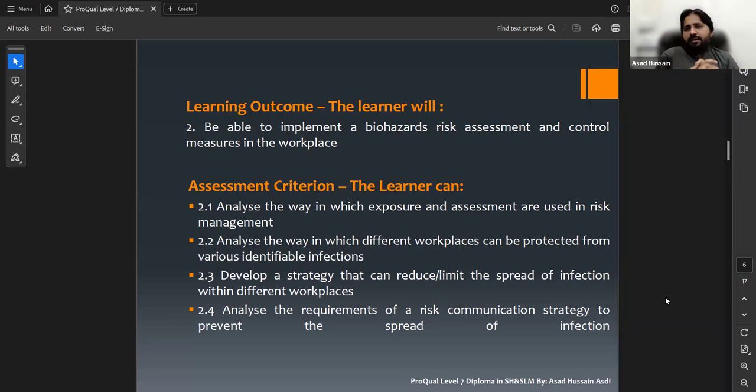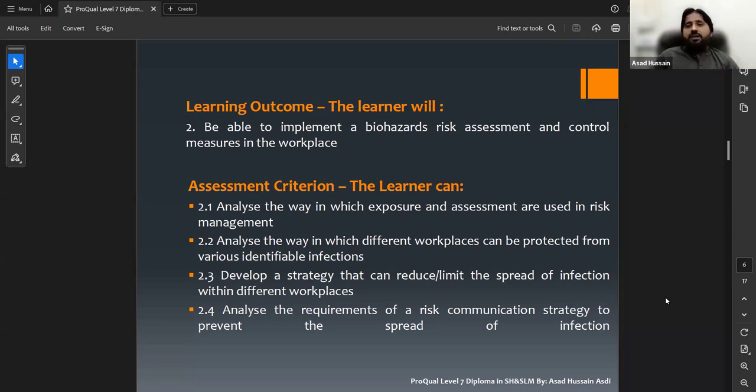So they should be able to develop a strategy that can reduce and limit the spread of infection. For example, in 2.2, we are discussing how to protect from various identifiable infections. Now, if some type of infection is present, then you should be able to develop a strategy, a plan, to reduce and limit the spread of infection within different workplaces, just to control the loss.